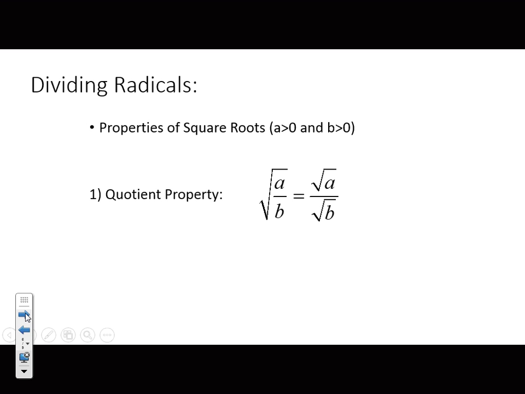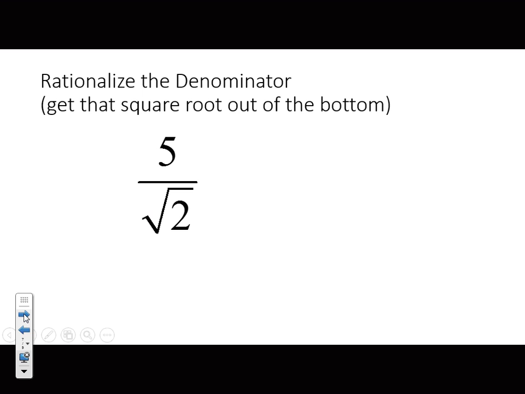First thing, we're going to write this down. Dividing radical properties, square roots. Once again, all of our numbers have to be greater than 0. Our quotient property, which means division property, is that we can separate it, just like we did multiplication. Okay? Each of these can be their own radical. All right, we're going to do 3 examples on division, and we're done. Make sure you get them all in your notes, okay? Here's the first one.